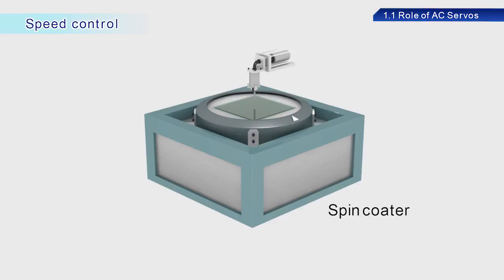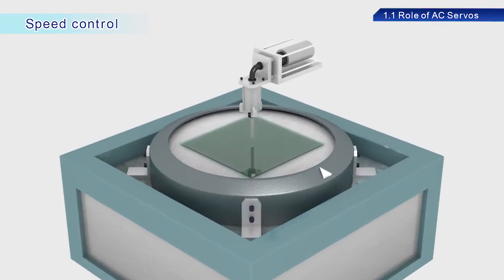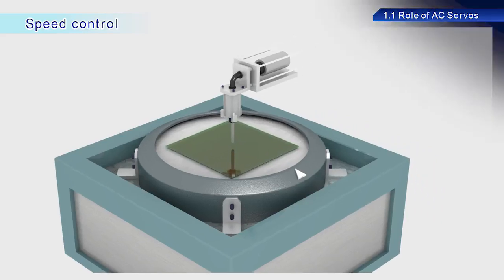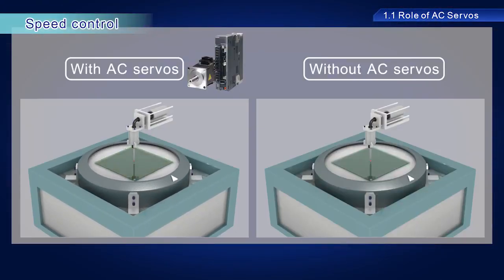Speed control is used, for example, with devices known as spin coaters, which are used to manufacture semiconductor circuits. Spin coaters apply a liquid solution to a flat substrate and then spread the solution evenly over the entire surface using centrifugal force. What would happen in this scenario without the use of AC servos?